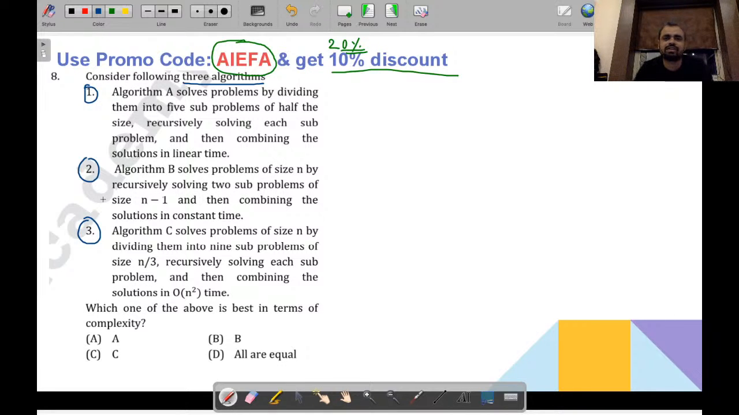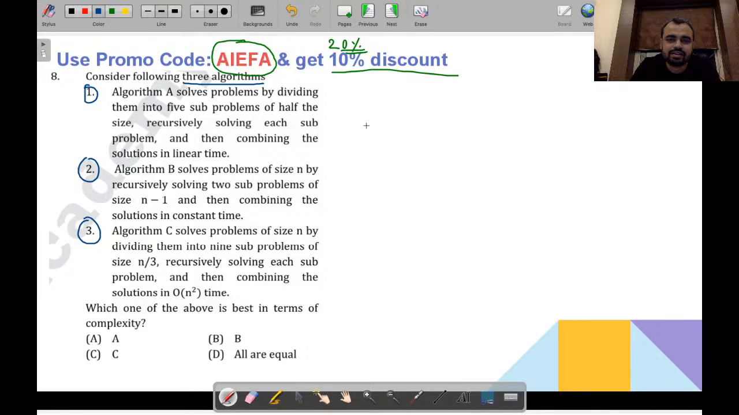So let's try to understand the problem from the divide and conquer perspective. What you have to do is map the problem into a recurrence relation, and then solve it. This is one of the most interesting questions, so never divert your mind here and there. Just stay with me. Algorithm A solves a problem by dividing it into five subproblems of half the size.